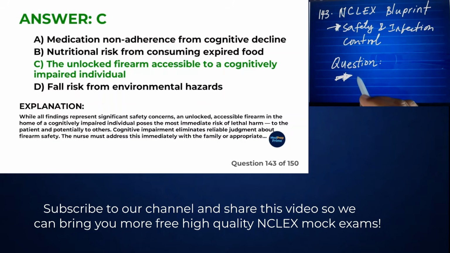Correct answer, C. While all findings represent significant safety concerns, an unlocked, accessible firearm in the home of a cognitively impaired individual poses the most immediate risk of lethal harm to the patient and potentially to others. Cognitive impairment eliminates reliable judgment about firearm safety. The nurse must address this immediately with the family or appropriate authority. The other safety concerns, though urgent, do not carry the same potential for immediate fatal outcome.